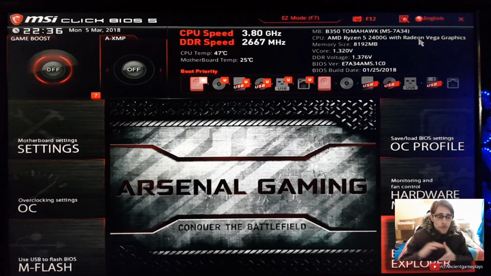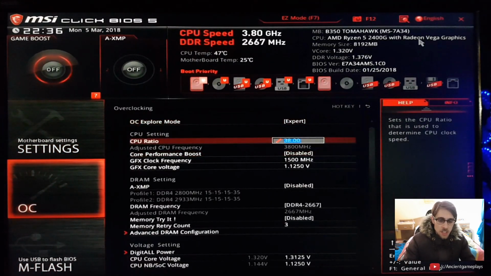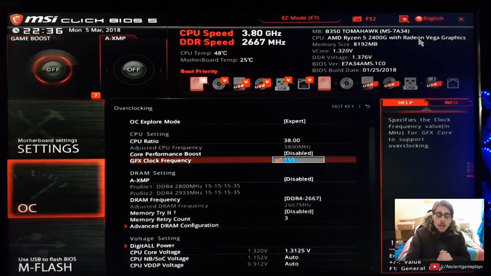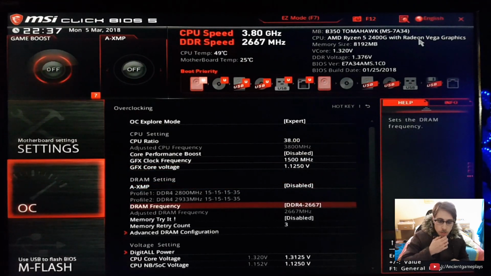So guys, this will now be recorded with my smartphone. We have several settings, but we need to go to the OC. On the CPU ratio, we usually have auto, but you can put it at 38, which is a mild overclock, nothing astonishing, but pretty good. The graphics, I'll leave at 1500 megahertz, and then the voltages: the graphics voltage, CPU core, NB core, and the CPU SoC voltage as well. If you change the graphics voltage, you will change the CPU SoC voltage as well.